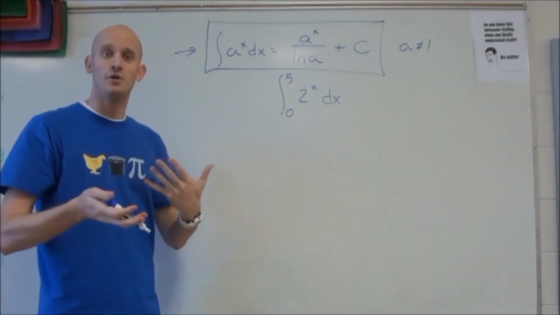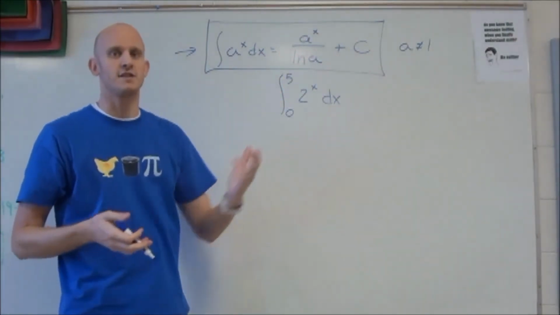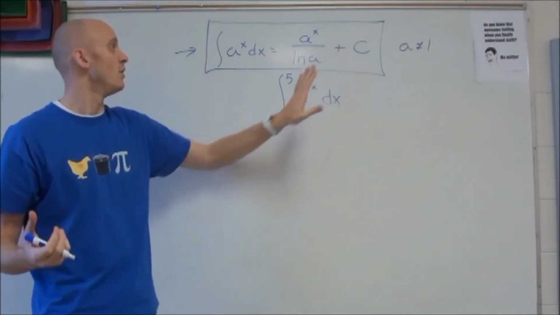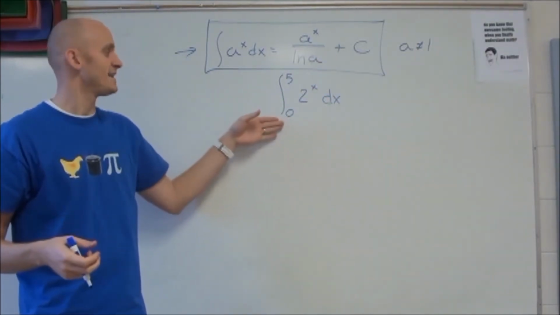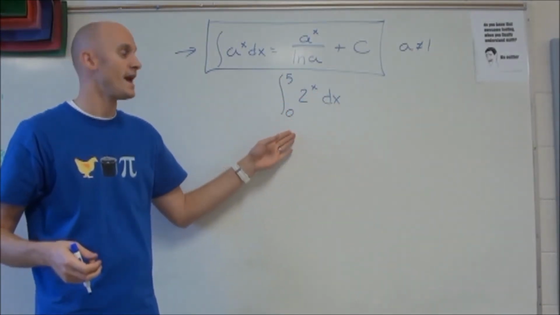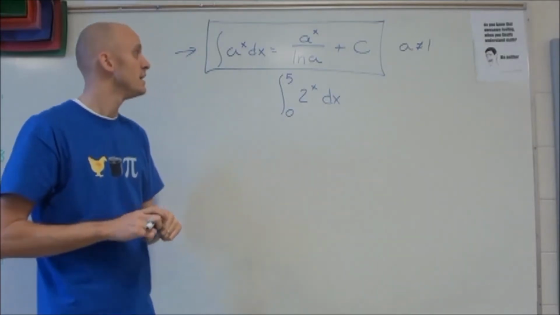So if I want to undo that, it's probably a to the x divided by the natural log of a, and obviously we have plus c because it's a family of functions. So let's go ahead and apply that to find the definite integral from 0 to 5 of 2 to the x dx, or the area under the curve from 0 to 5 of 2 to the x.